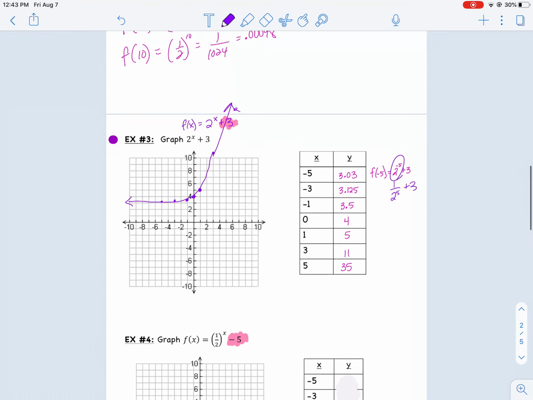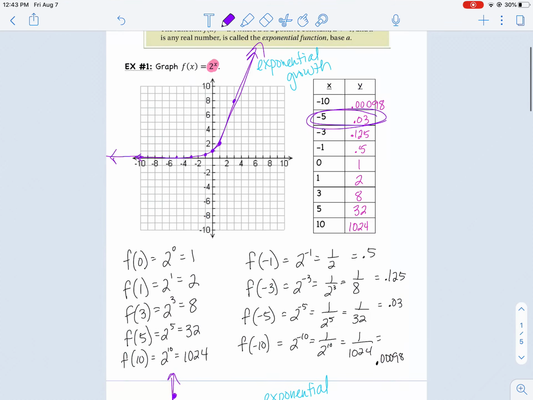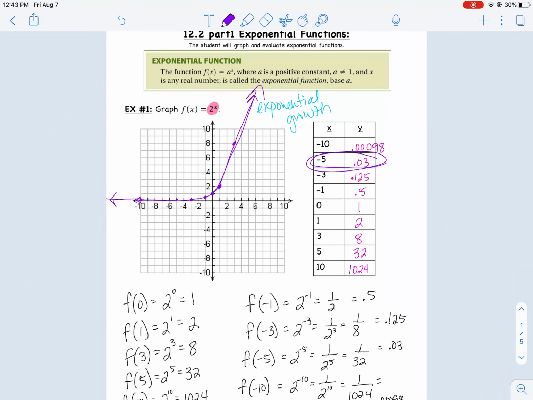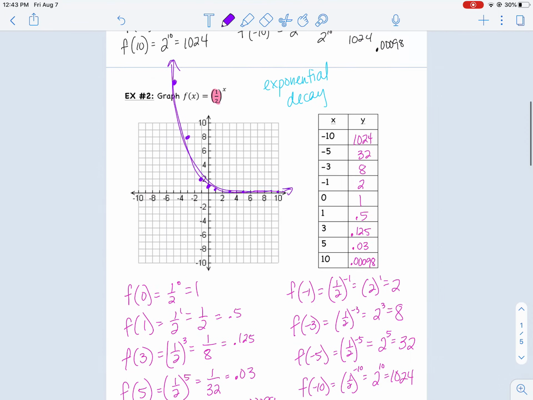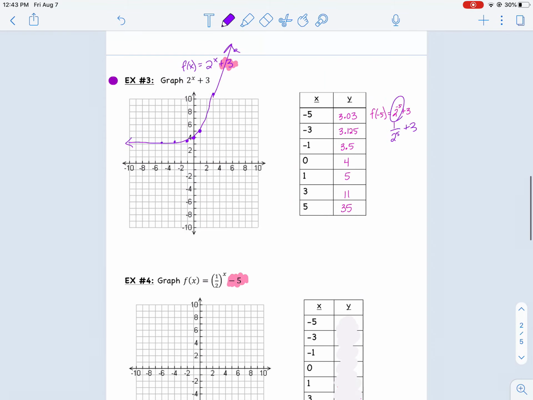Okay, so let's compare our original 2 to the x with our 2 to the x plus 3. And how do you think that shifted or changed from our original graph in example number 1 to our graph now in example number 3 if we add 3 to the back? Well, kind of like when we did quadratics or parabolas, doesn't that shift our exponential function up 3? So if I can figure out what the graph of 2 to the x looks like, well then 2 to the x plus 3 is just a vertical shift up 3, kind of like our quadratic functions.